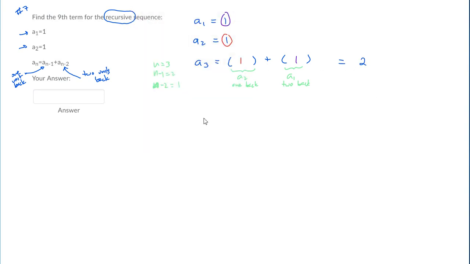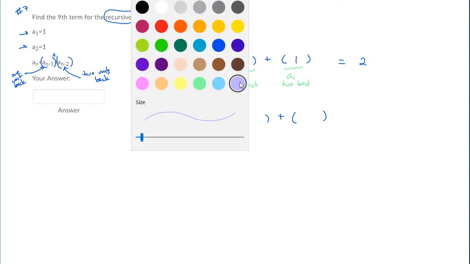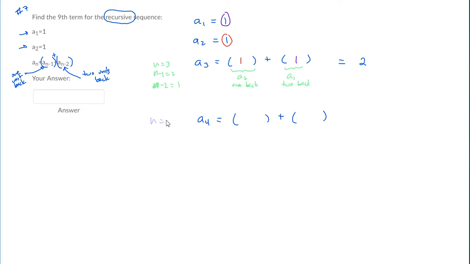All right, let's go to A4. A4 is going to be the sum of 2 terms, because I see right here it's 2 terms being added. And what are those 2 terms? I have to go 1 back and 2 back. In this case, my n is 4. So if I go 1 back, that's going to be A3, because 4 minus 1 is 3. Going 2 units back would be term 2, so I'd go back to A2. That's 2 units back from where I am currently.